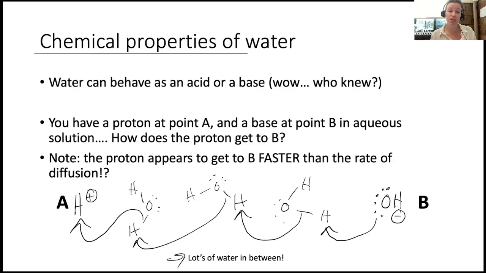So this slide, folks, is just to remind you that water can act as an acid or a base. Since we're talking about acids, bases, and buffers, that's an important thing to make a note of.